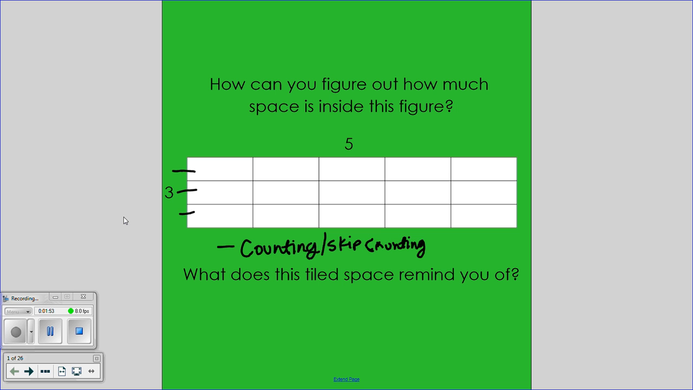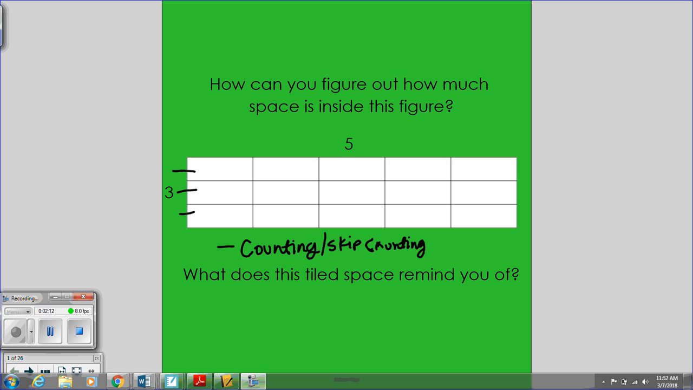What does this tile space remind you of? I want you to turn and talk to your neighbor and decide, what does it remind you of? A lot of you went there immediately, which is great, because that means you learned this the first time we did it. What does this space remind us of? Ella, what does this remind us of?